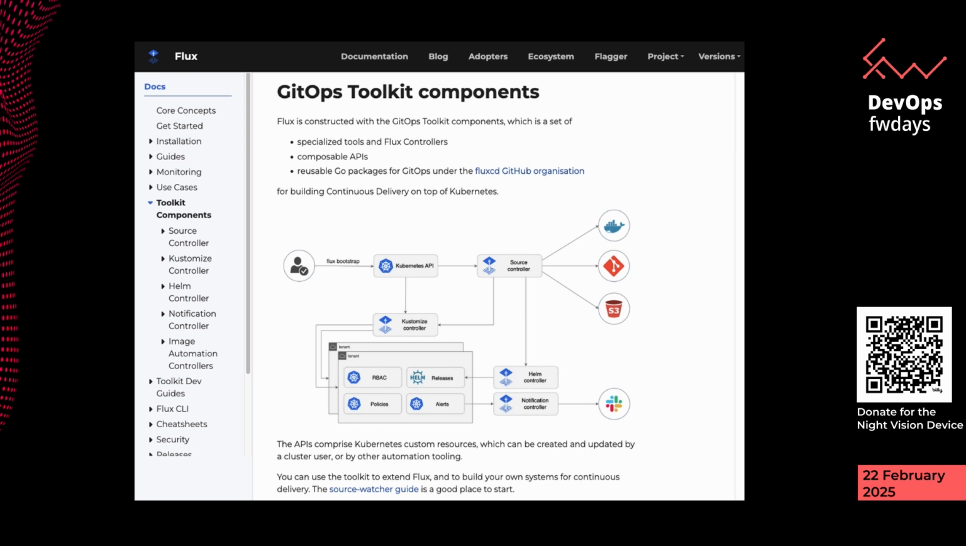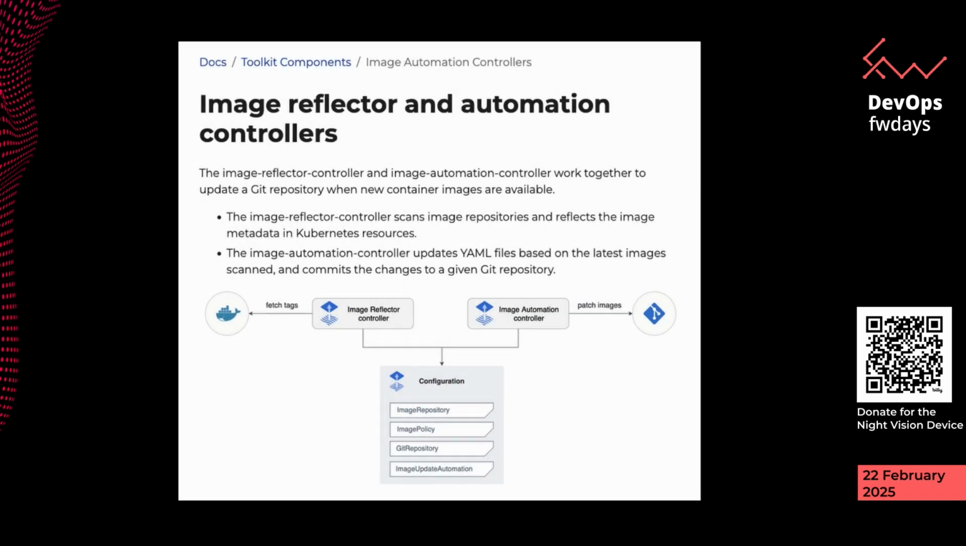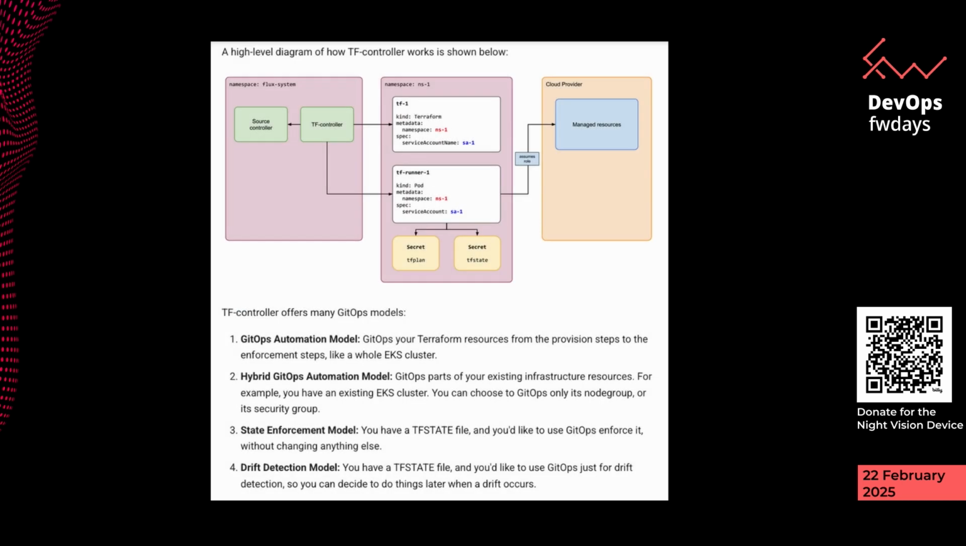Flux is a prime example of leveraging custom controllers to implement GitOps principles in Kubernetes. It's built upon the GitOps Toolkit, a collection of specialized tools and controllers designed for continuous delivery. Additionally, Flux offers optional components like image reflector and image automation, which automate image updates by scanning repositories and updating configuration accordingly. Also, Flux can be extended with, for example, Terraform or OpenTofu controller and even an LLM controller.